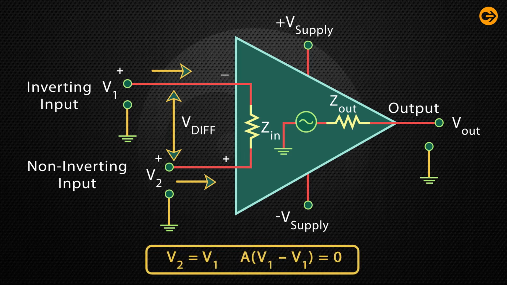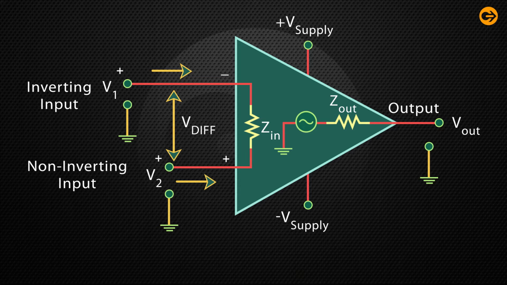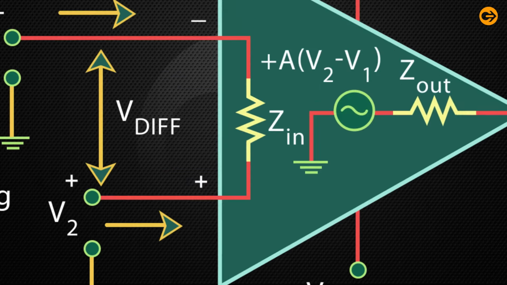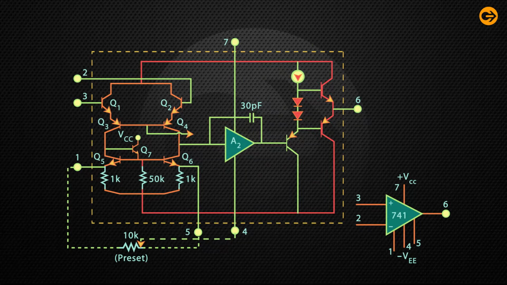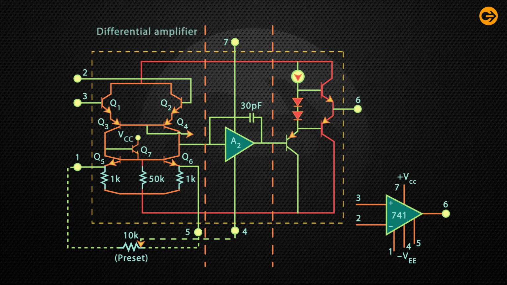An operational amplifier gain is commonly known as the open loop differential gain, and it is given the symbol A. The internal structure is shown in the figure. The first stage is a differential amplifier. The second stage is a gain stage, and the third stage is a complementary follower stage.